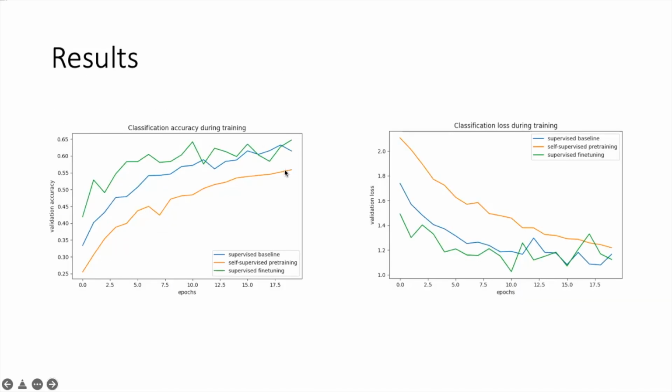The blue line represents the supervised baseline model. As you can see, it performs a bit better than the self-supervised pre-trained model. The self-supervised pre-trained model was learned completely on its own from the embeddings, and the accuracy is a bit lower compared to the supervised baseline model. But after pre-training, if we take this model and fine-tune it further using the labeled dataset, the accuracy sees a significant bump, and it outperforms the supervised baseline model. Similarly, the loss significantly decreases after we fine-tune the model.